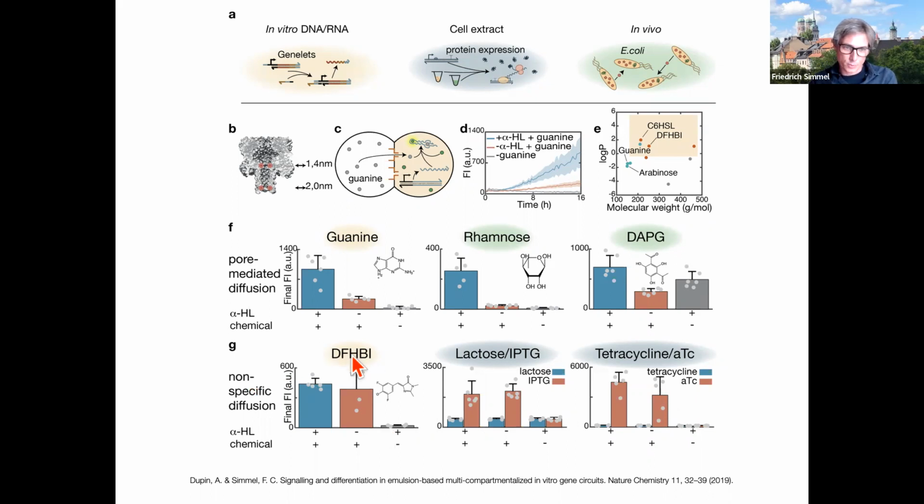So DFHBI, of course, is the fluorophore that you use for fluorescent aptamers like spinach or broccoli. This doesn't require a pore, so it just goes through the membrane. And depending on our setting later on, we then had to incorporate alpha hemolysin or not. What also does not require alpha hemolysin is IPTG, also a well-known inducer, and also tetracycline, or ATC. So this is going to become important later on.